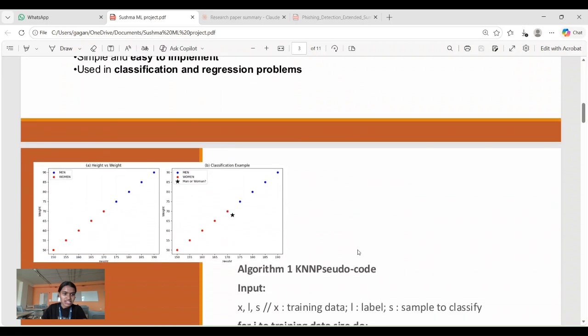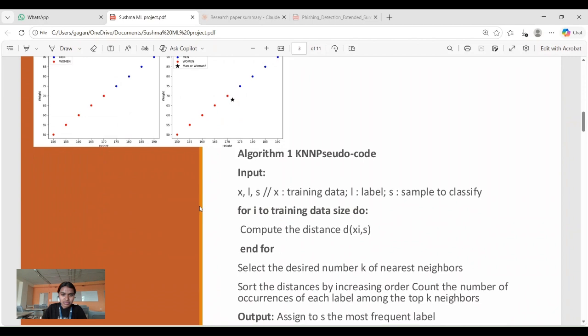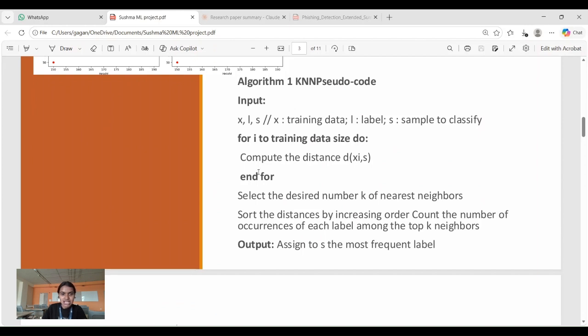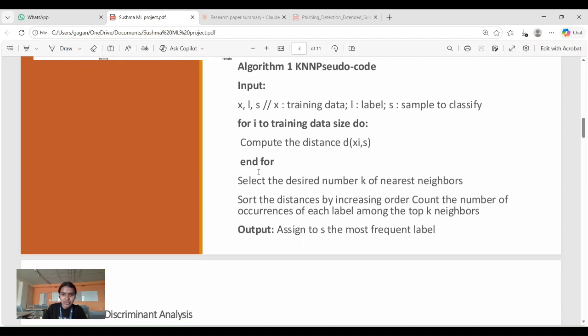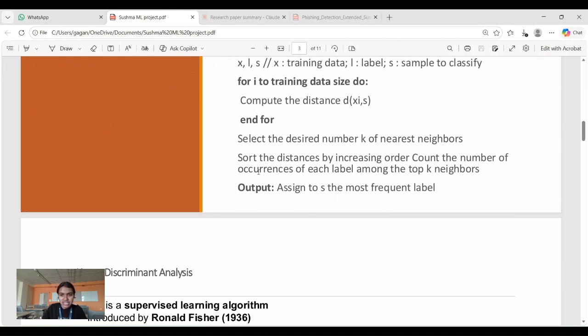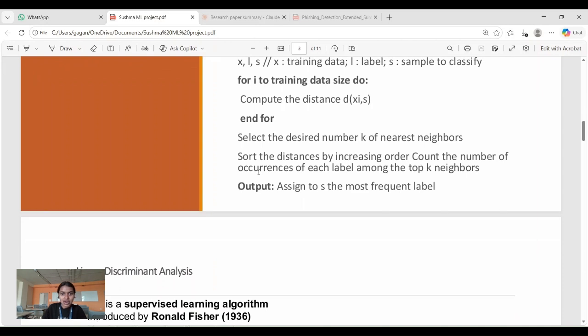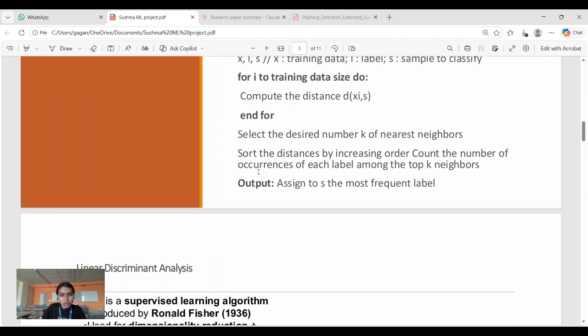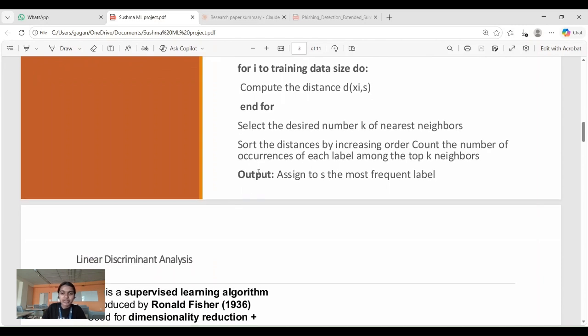For example, classifying men and women by height and weight, or classifying examples by the distance of scores and marks. Next, we go to the algorithm. Take the training data, compute the distance, and then select the desired number of nearest neighbors. Sort the distances in increasing order, count the number of occurrences of each label among the top neighbors. The output is assigned to the most frequent label.